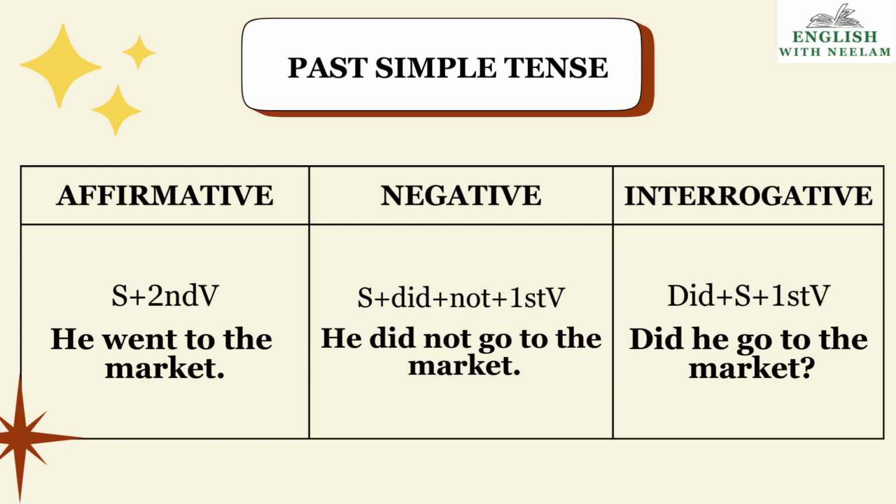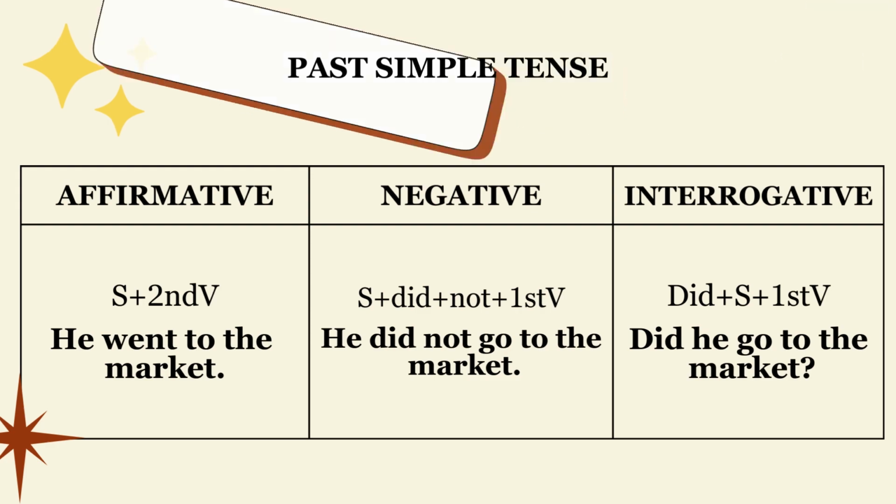When we make negative or interrogative of past simple, we use did. He did not go to the market. And with did, we use first form of verb, not second. Now interrogative. Did plus subject plus first form of verb. Did he go to the market?